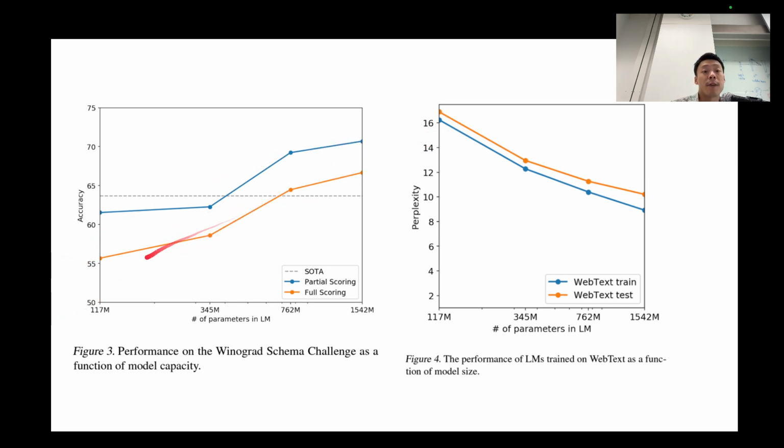But from this experimentation, they see that the accuracy should just keep going. Same for the language modeling side. Perplexity, the lower the better. So you can see that if you increase the number of parameters, the perplexity keeps going down.